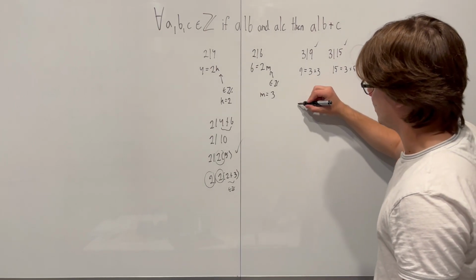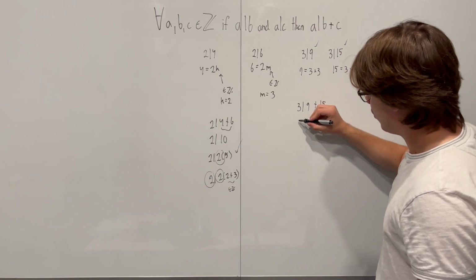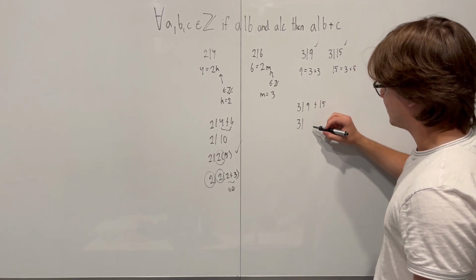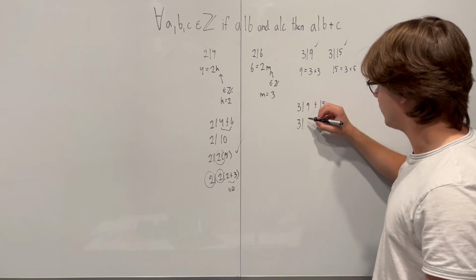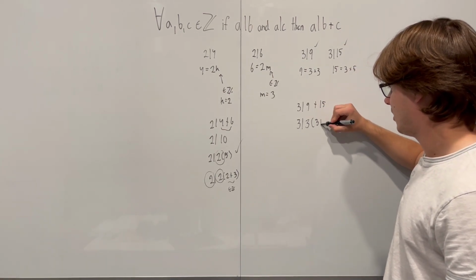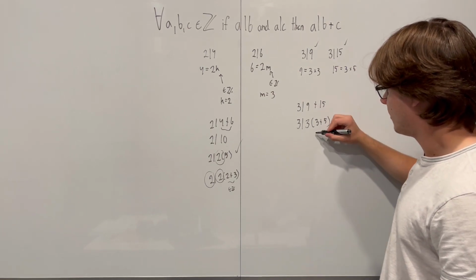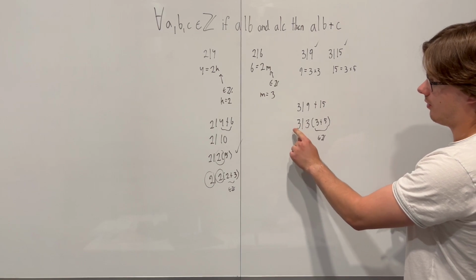So now let's ask ourselves, is it true that 3 divides 9 plus 15? Or let's take our second method here, let's factor out a 3. Is that possible? Yes, it is. We can say this is the same as asking, does 3 divide 3 times the quantity 3 plus 5? And of course, this is an integer. This is what's on the left.